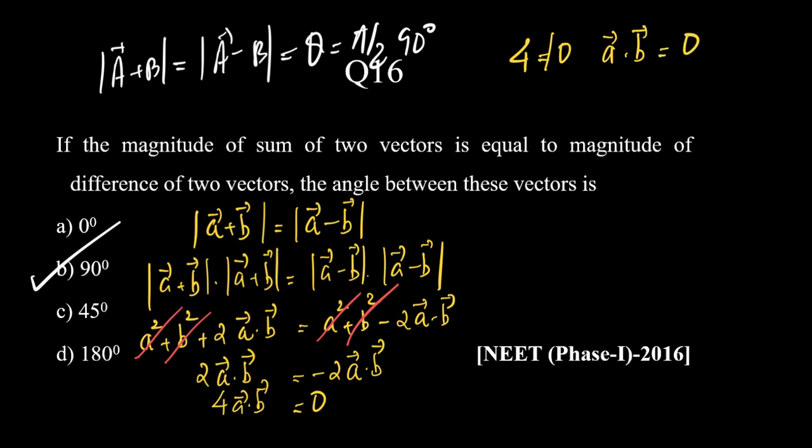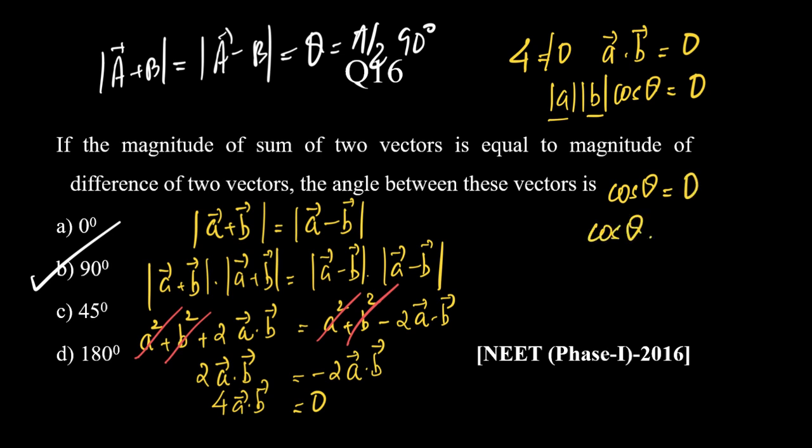Now what is a dot b? A dot b is mod a mod b cos theta, which is equal to 0. Now, since it is not given in this question specifically that either a or b are non-zero vectors, we can assume that a and b are non-zero, which means the only possibility is cos theta is equal to 0, and cos theta is equal to 0 implies cos theta is equal to cos pi by 2. Therefore, theta is equal to pi by 2. Okay.